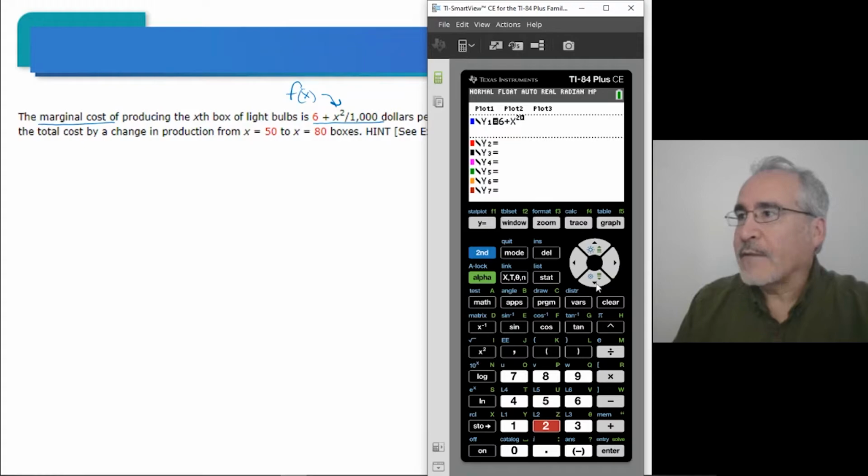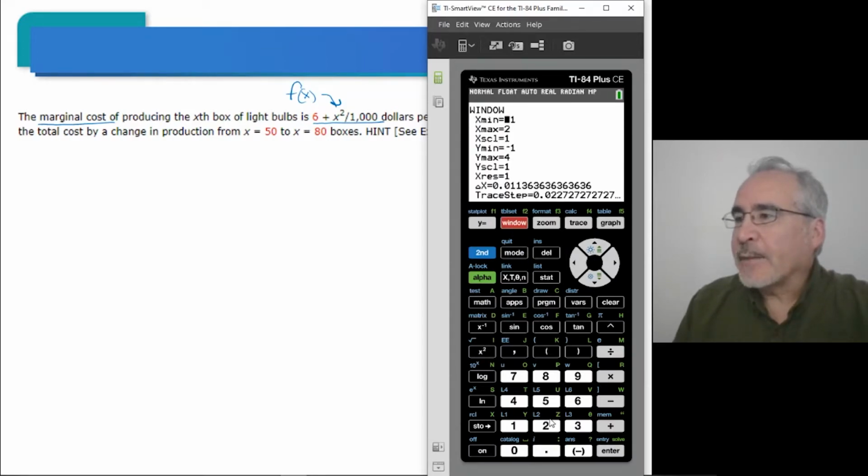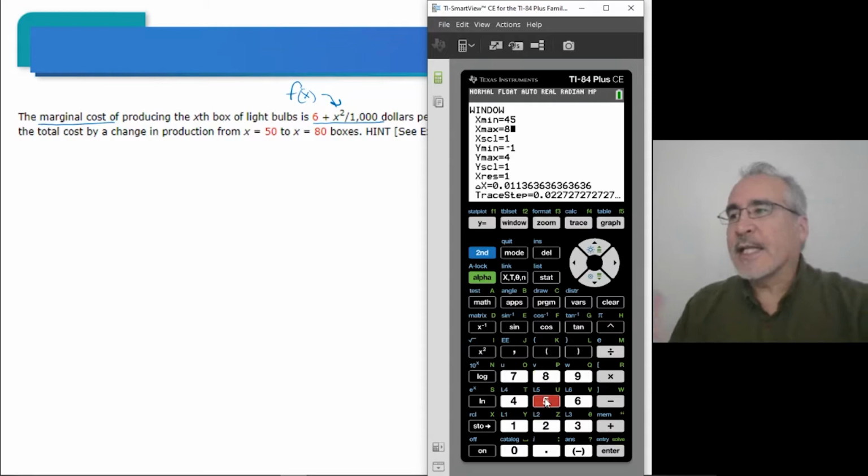So notice I have not gotten the antiderivative because this process is just getting the actual derivative function. My window, I'm going to have to guess a little bit, but since x is going from 50 to 80, that's helpful. I'm going to want my x window probably about that, so maybe I'll go 45 to, let's go 85. So again, a little bit on each side of the limits so I can see what's going on.